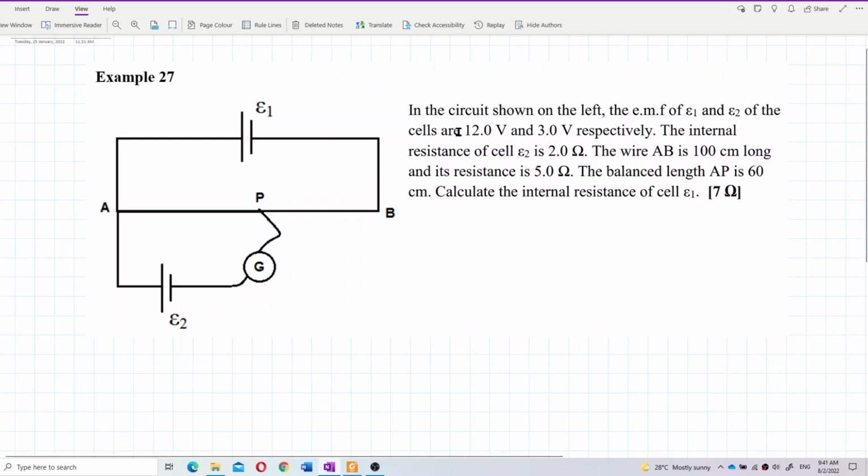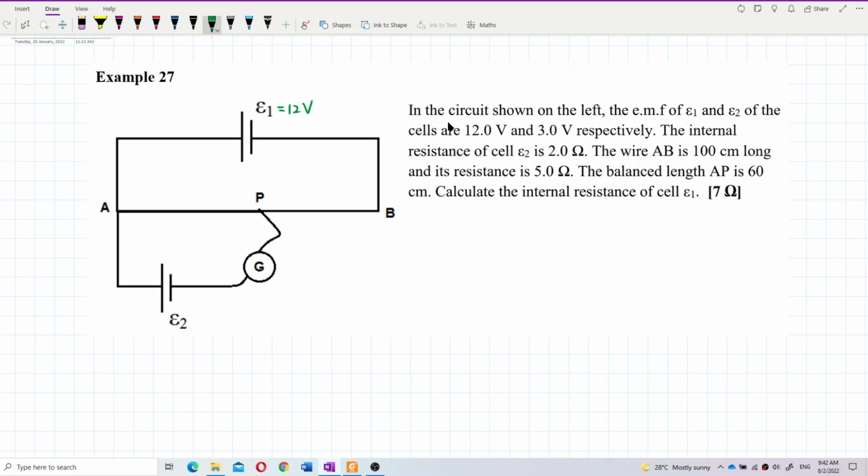Okay, in the circuit shown on the left, the EMF of E1 and E2 of the cells are 12 volt and 3 volts respectively. I label first, because there's a lot of information here. I label first the information inside. So E1 is 12 volt and E2 is 3 volt.